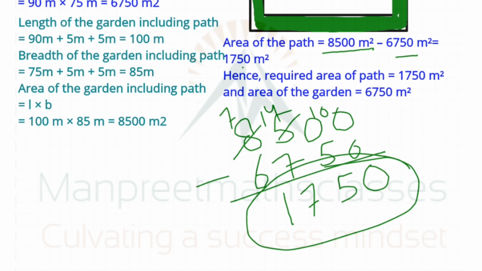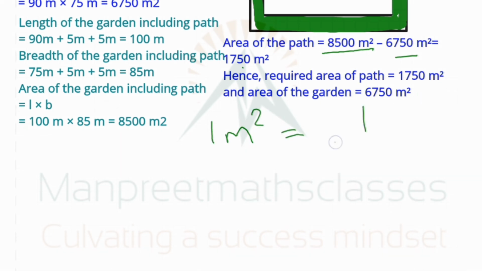And the area of the garden you have calculated earlier, so you will write this. But your question is asking you to find the area of the garden in hectares. So here we will use conversion and convert this meter square into hectare. The value of 1 meter square is equal to 1 upon 10,000 hectare.